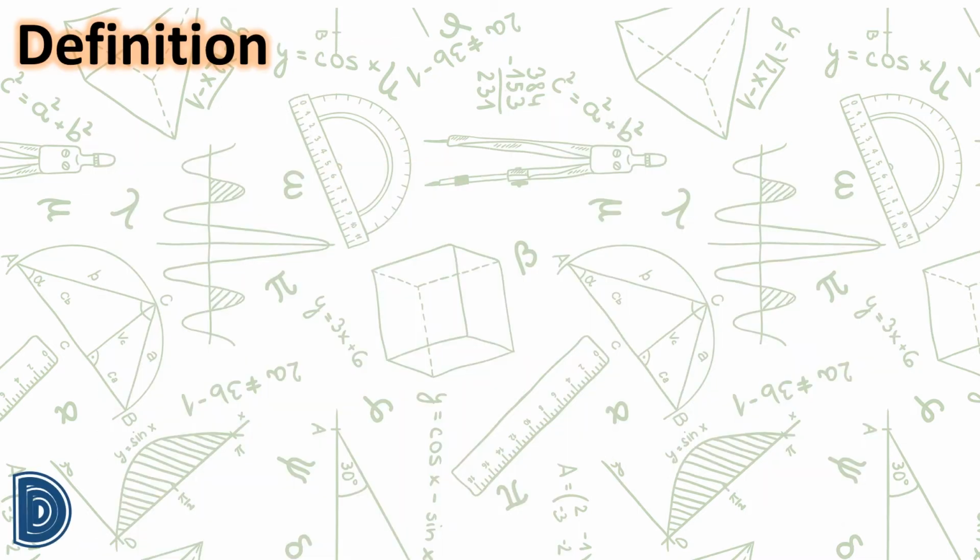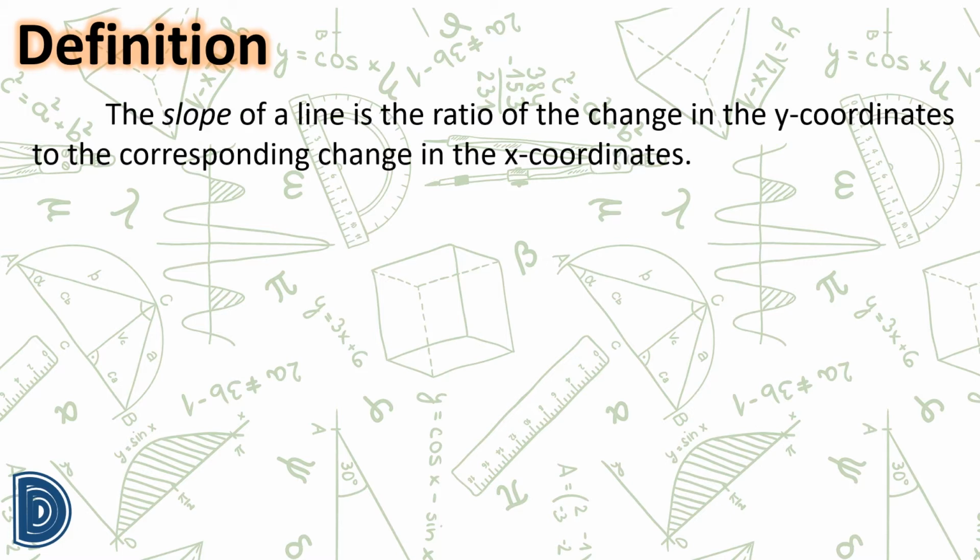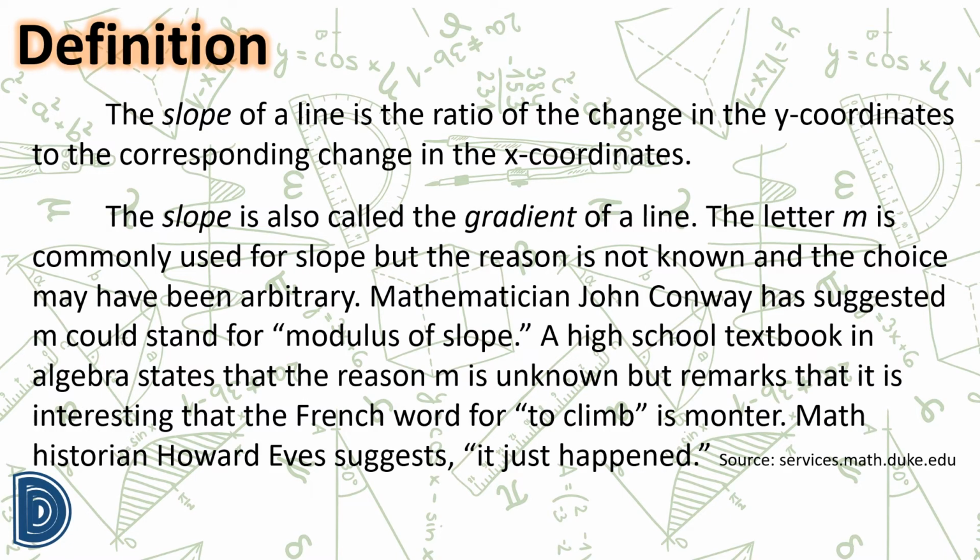Let us start with the definition of the slope of a line. The slope of a line is the ratio of the change in the y-coordinates to the corresponding change in the x-coordinates of any 2 points on a line. The slope is also called the gradient of a line.